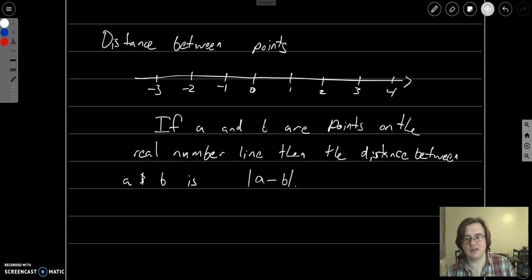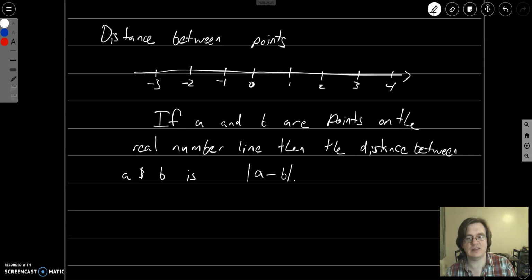The last thing I want to mention is that we did talk about the absolute value being the distance between a number and 0. But what happens if I want to take, say, the distance between numbers that aren't 0? What about if I want to take the distance between, say, 1 and 4? How would I find that? Well, we can just count 1, 2, 3. So the distance between 1 and 4 should be 3. And we've got a nice formula for this.